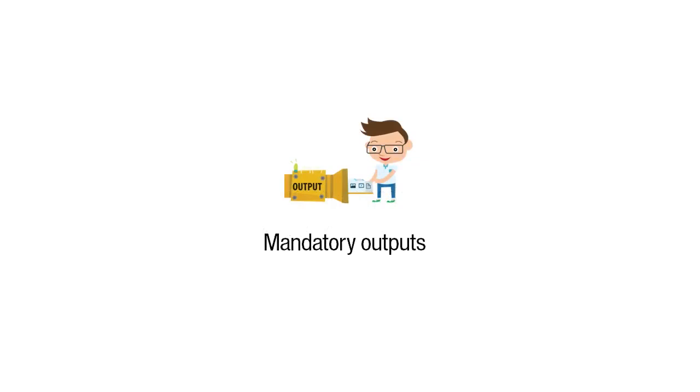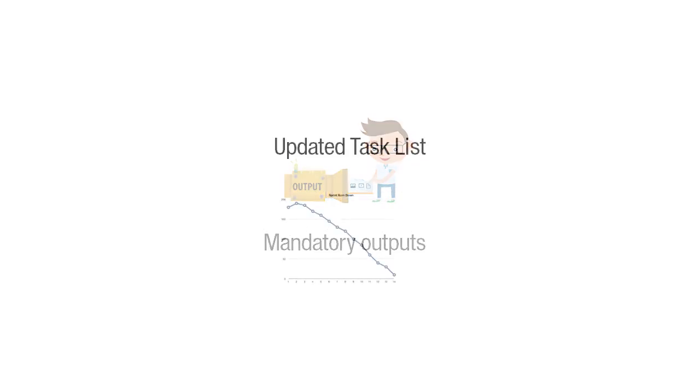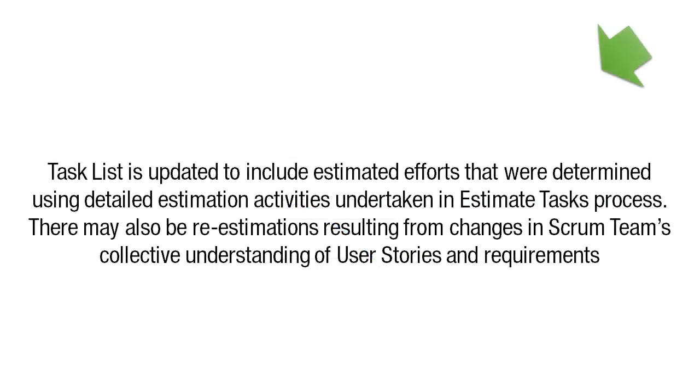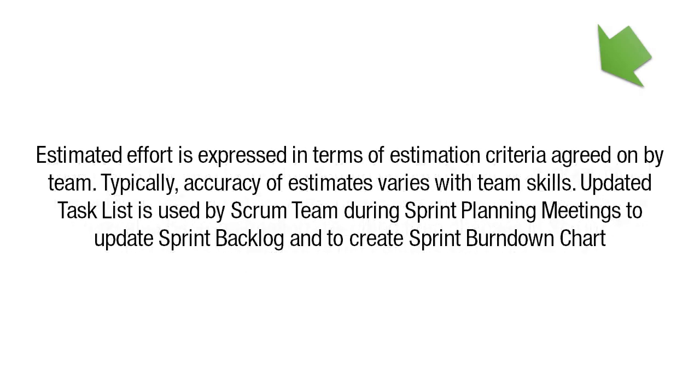Let us now discuss the mandatory outputs of this process. These are updated task list and updated Scrum board. The task list is updated to include the estimated efforts that were determined using the detailed estimation activities undertaken in the estimate tasks process. There may also be re-estimations resulting from changes in the Scrum team's collective understanding of user stories and requirements. Estimated effort is expressed in terms of the estimation criteria agreed on by the team. Typically, the accuracy of the estimates varies with team skills.